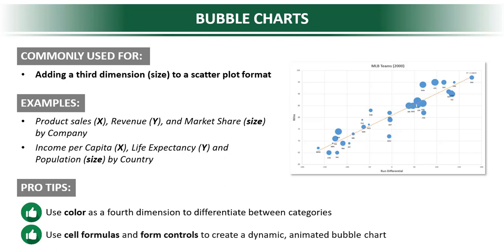Some pro tips are: use color as a fourth dimension to differentiate between categories, and use cell formulas and form controls to create a dynamic and animated bubble chart. We'll see in Excel how to create these bubble charts.